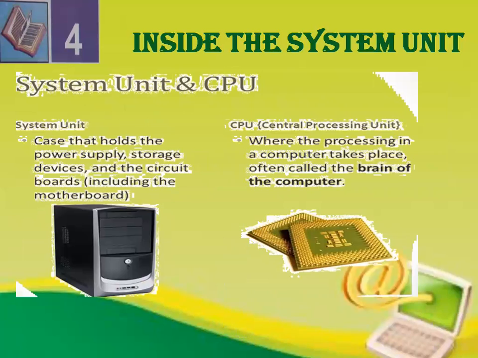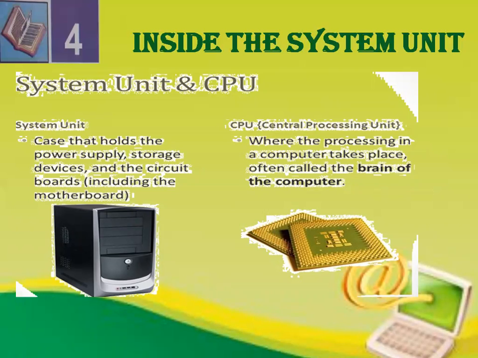So dear students, let's start with the system unit and CPU. The system unit is the case that holds the power supply, storage devices, and the circuit boards, including the motherboard. So the computer system and the CPU are different things. CPU is the central processing unit where the processing in a computer takes place, often called the brain of the computer.